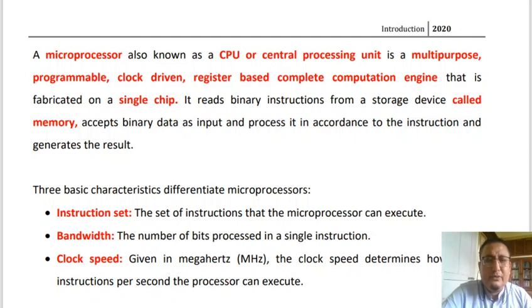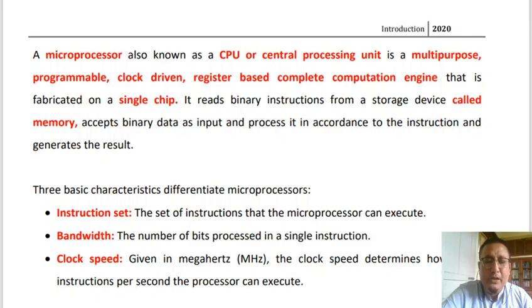Now, all of these components in a microprocessor are fabricated onto a single chip. A microprocessor is capable of reading binary instructions that are stored in the cells that are called memory. It is capable of accepting input in the form of binary. It's capable of processing the input as per the instruction, and it's capable of generating a certain valuable result.